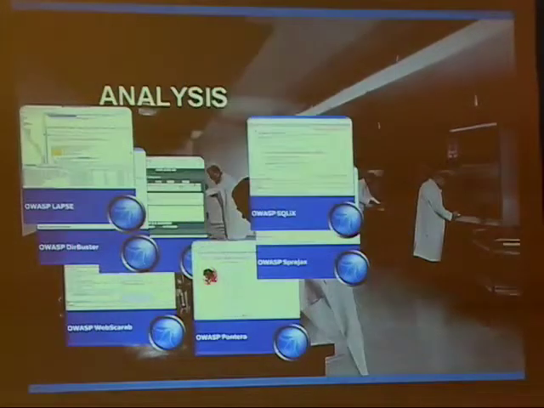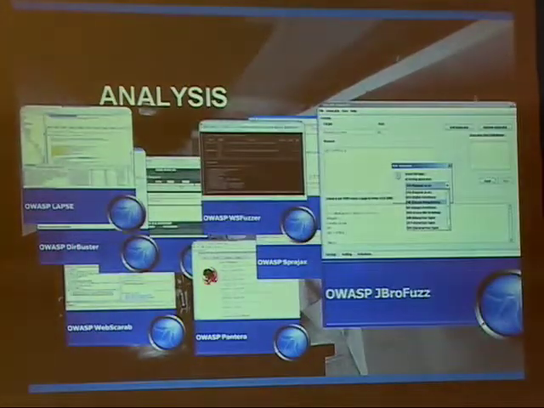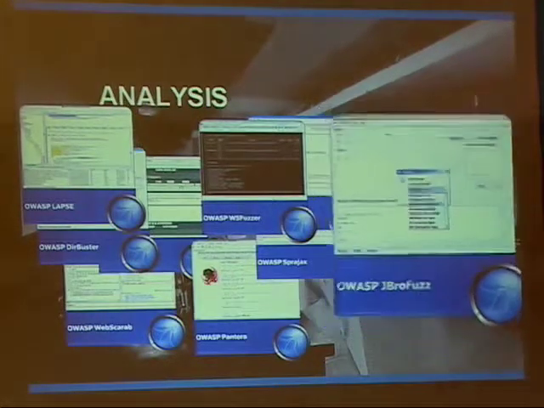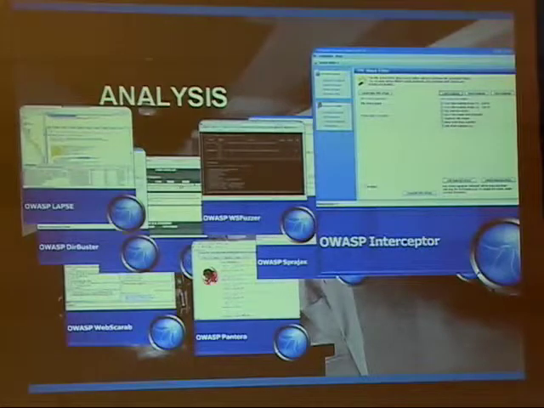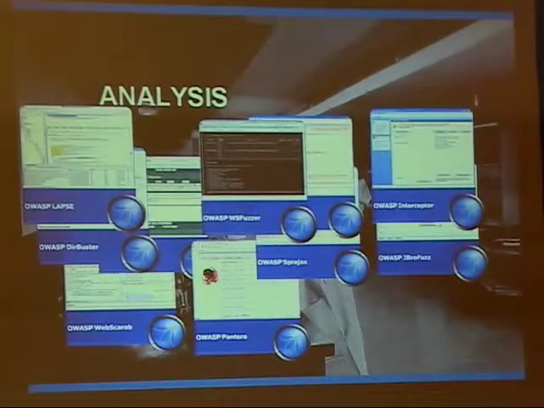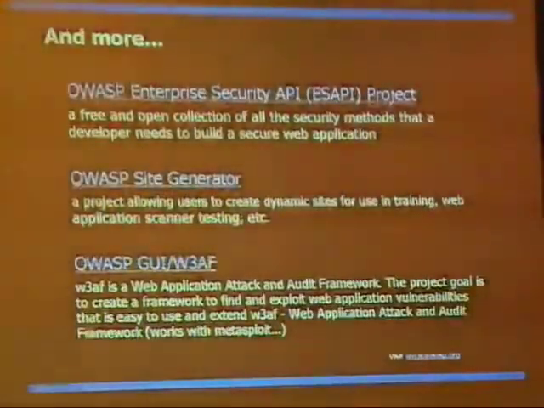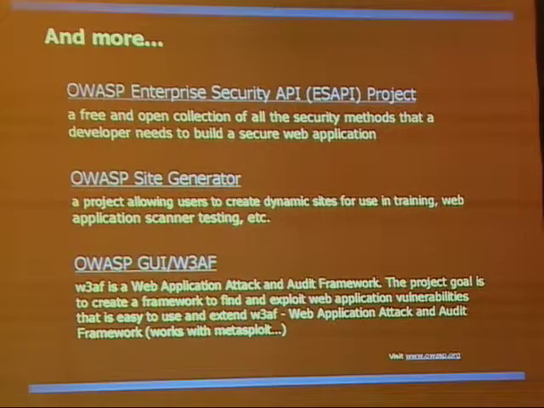WS Fuzzer, again, another fuzzer, and the JBRO Fuzz is a Java Fuzz protocol analyzer that fuzzes the Java side, OWASP Interceptor. There's a few great products out there that are all tool-based. There's several new tools or products that have come online recently that should be noted.